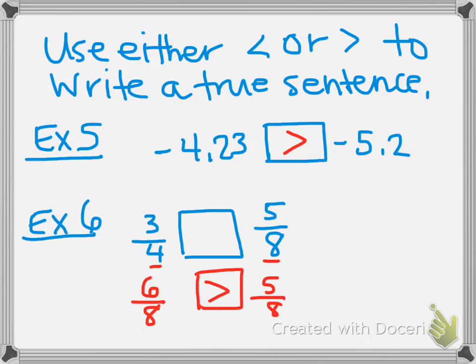Okay, on examples 5, 6, and 7, you need to use either less than or greater than. On example 5, negative 4.23 is greater than negative 5.2. That's because it's to the right of it on the number line.